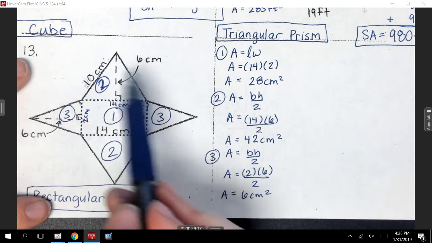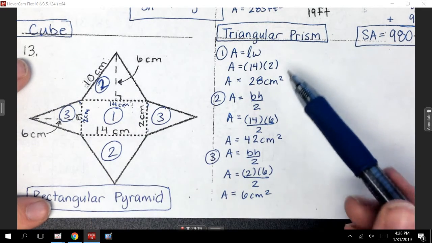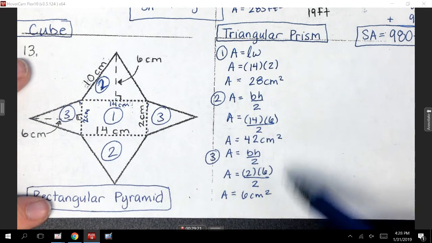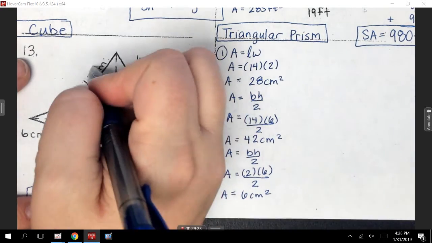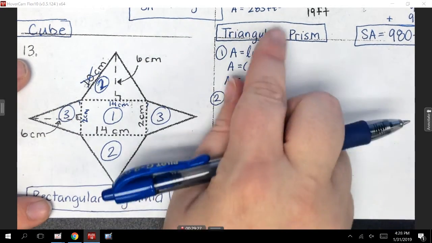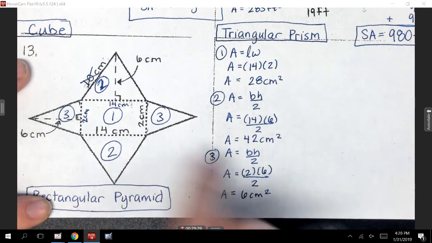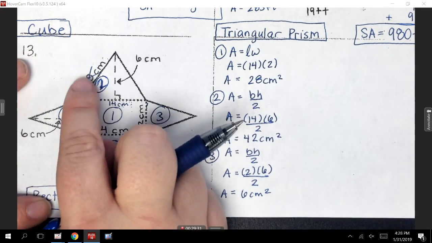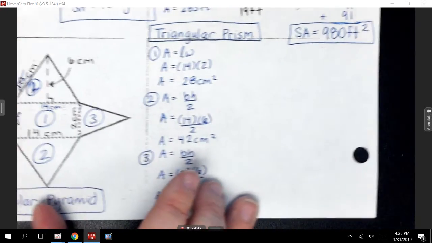I want to point something out, guys. This gave us a 10. Did we use a 10 anywhere in this work? No, guys, that was a distractor. That was like to fool you. We didn't need it at all. All right, so remember, stick to your guns. Work it the way you know. Use your right angle. If it gives you an extra number, that's not a big deal, okay?